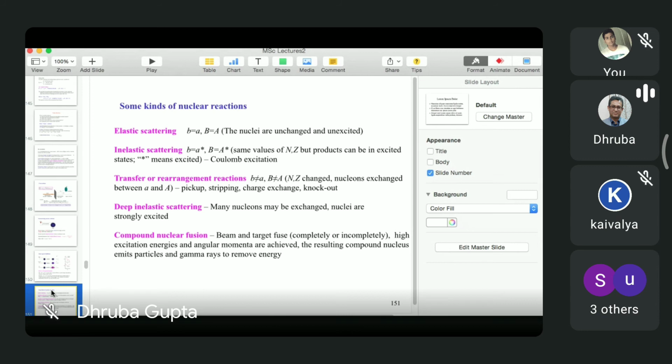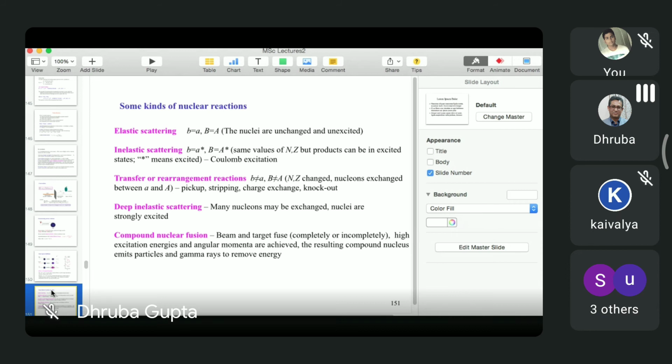There may be deep inelastic scattering. So what happens? This is deep inelastic. That means the target nucleus is excited in a very complicated way. Many nucleons may be exchanged. Once this projectile falls on the target and lots of nucleons are exchanged, it may actually excite the whole target nucleus, and then it may come out as the same original projectile. So it is kind of complicated, and the nuclei are strongly excited.